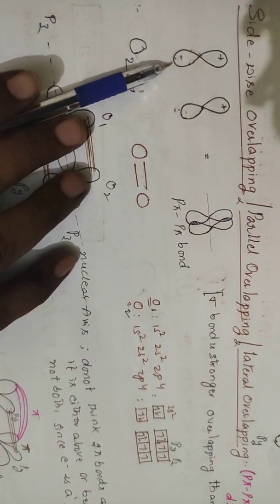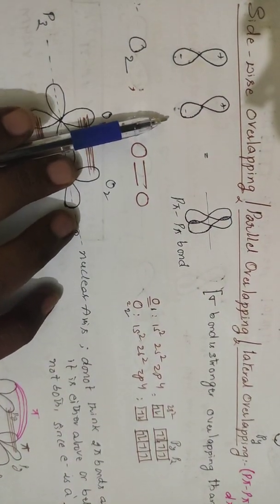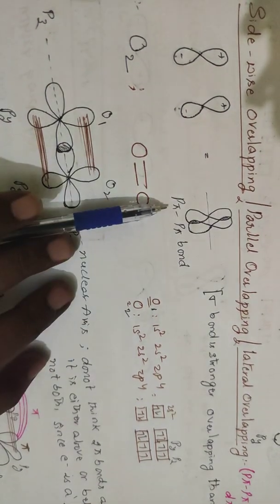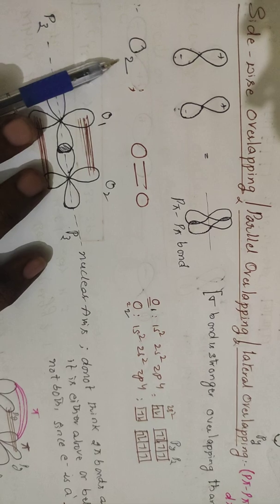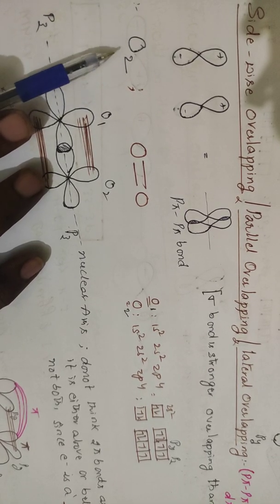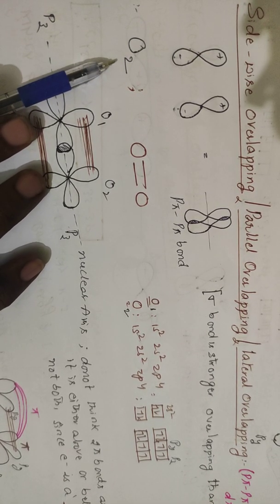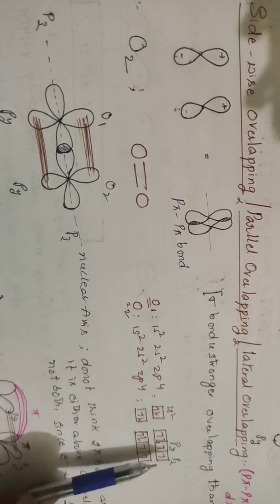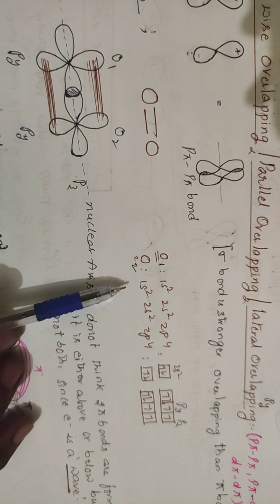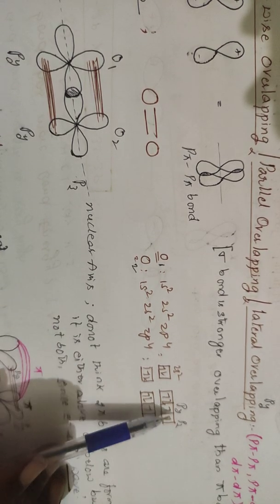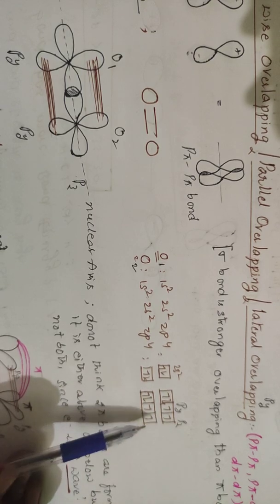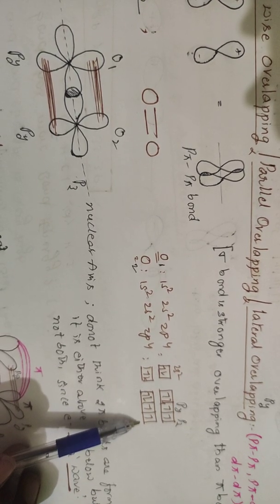I am showing here we are having p orbitals. These two are combining sideways, resulting in the formation of the pi bond. If you see the O2 molecule, we are having the O2 molecule in this pattern. You are having 2 oxygens. One oxygen configuration is 1s2, 2s2, 2p4. The other oxygen atom configuration is also 1s2, 2s2, 2p4. In both the oxygen atoms, in py and pz, you are having 2 unpaired electrons.